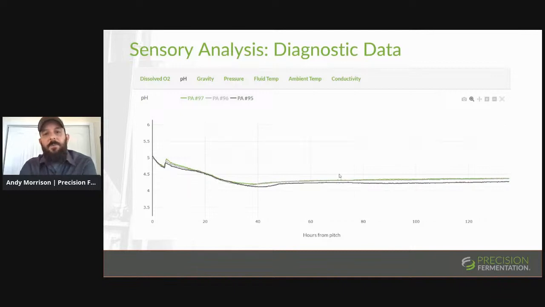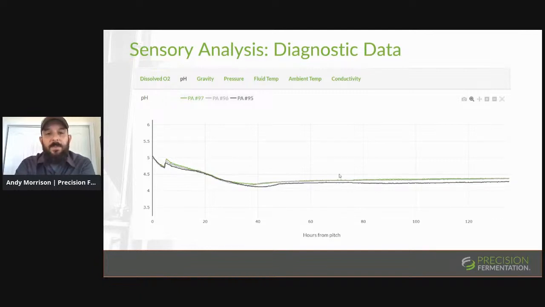So here's an example of how that might work, right? This is back to that pH graph that I was talking about previously. This is a different brewery from Terrapin, just to give you an example of what this might look like. This is a brewery that actually came to us after having tracked half a dozen or so fermentations of the same pale ale brand.